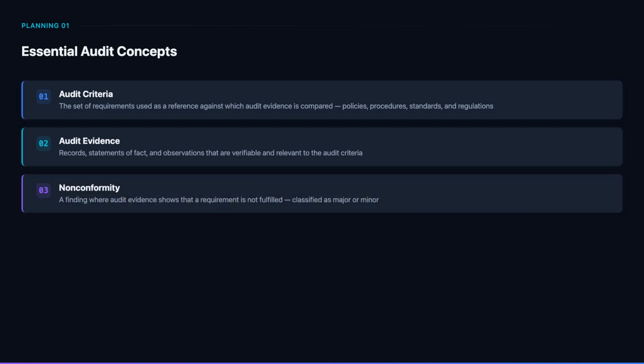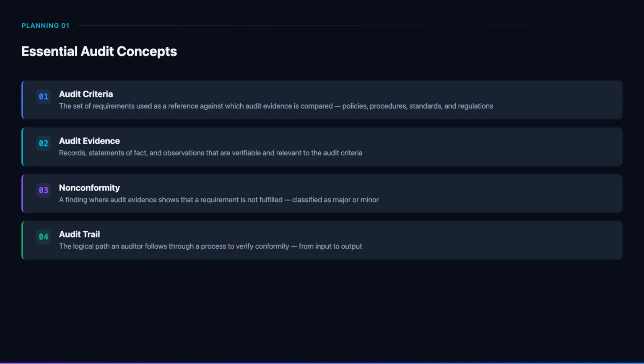A nonconformity is a finding where audit evidence demonstrates that a requirement is not being met. Major nonconformities indicate a systemic failure or absence of a required process. Minor nonconformities are isolated lapses that do not affect the overall system. Both require documented corrective action.